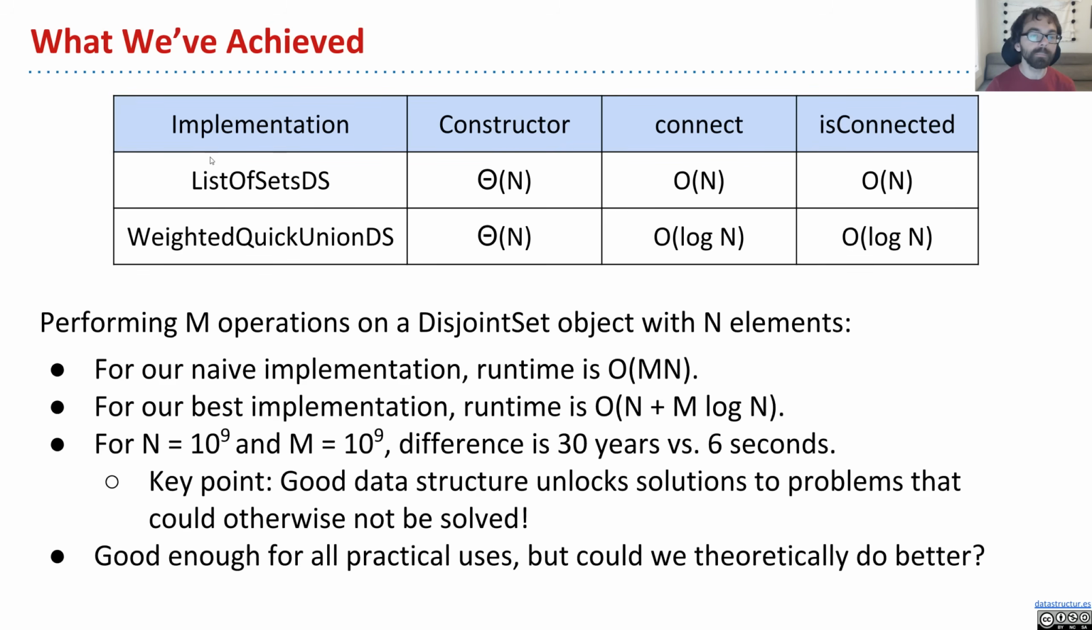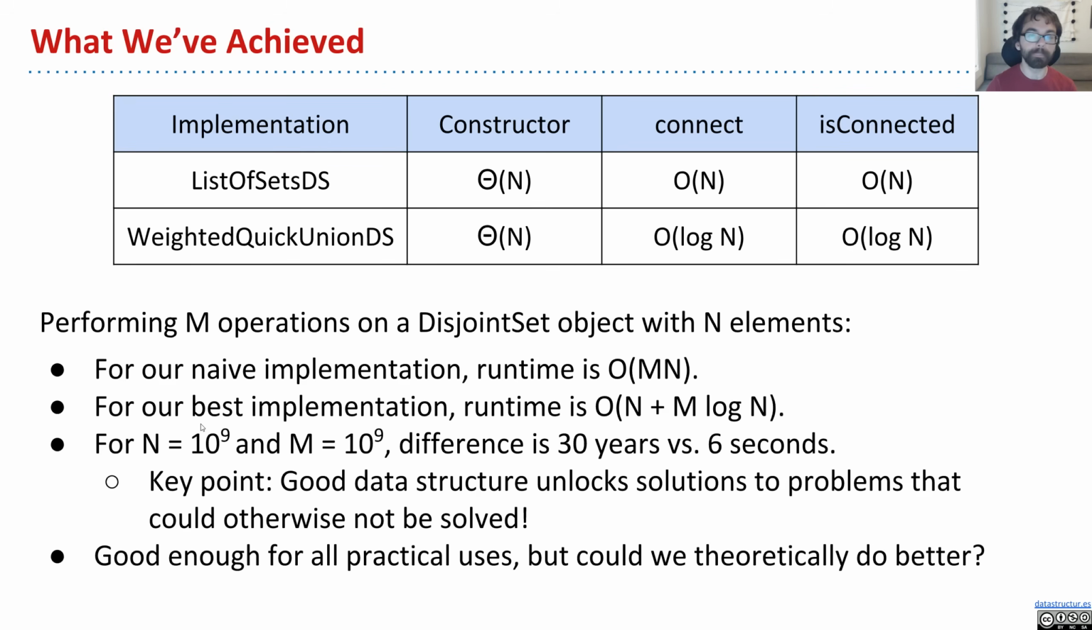So for our naive implementation, that really bad one, doing M operations on a disjoint sets object would be big O of M N. If each operation takes big O of N time, then doing M of them will be M times N. Now for our best implementation, weighted quick union, the overall runtime is big O of N just to construct the object. Then each of our operations takes log N time, and there's M of them, so the overall runtime is M log N.